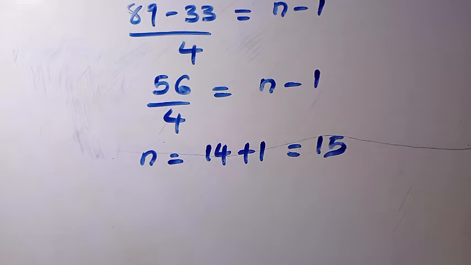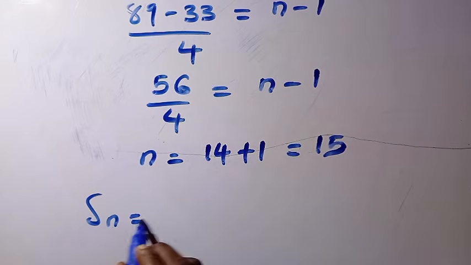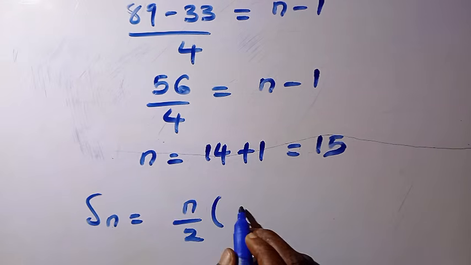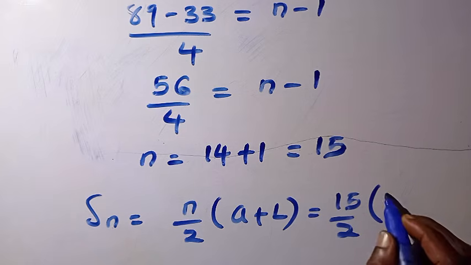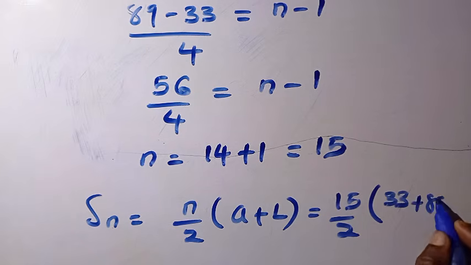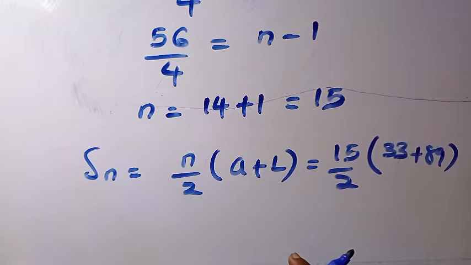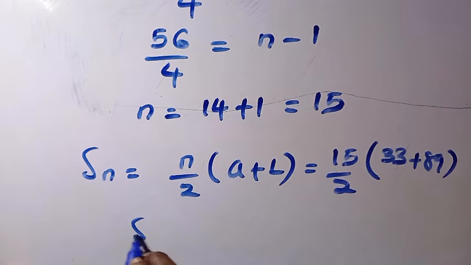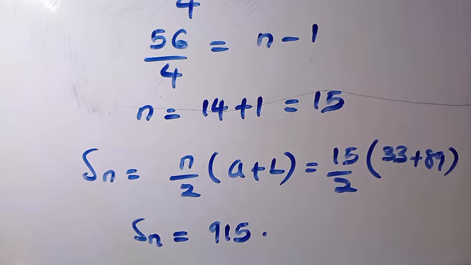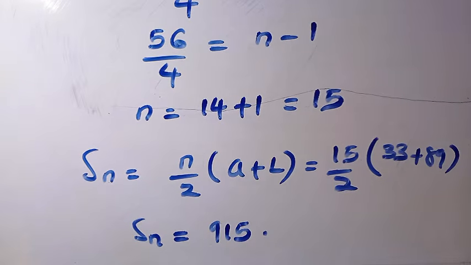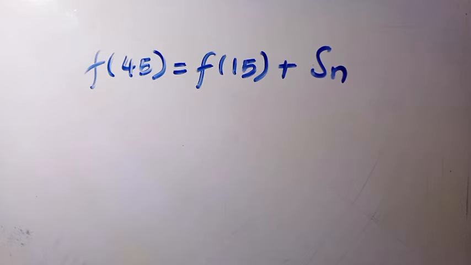And to find the sum of n terms, we are going to have Sn equals n divided by 2 into bracket of first term plus last term. The n here is 15 over 2 into bracket of first term, which is 33, plus the last term, which is 89. If we expand this to simplify, we have Sn as 915. So that is the sum of all the terms, and after getting this, it's very easy to just substitute into f of 45. So let's substitute.